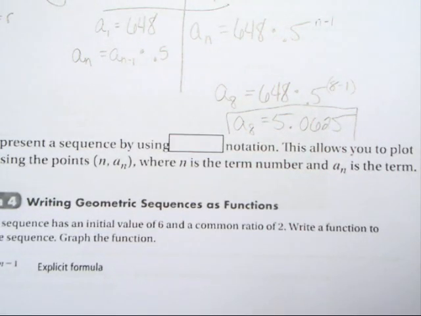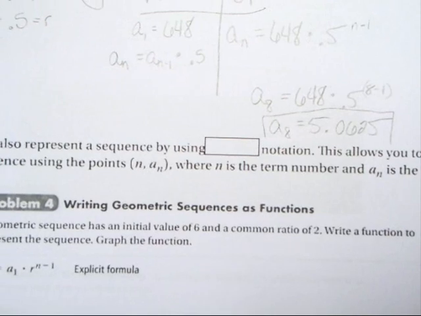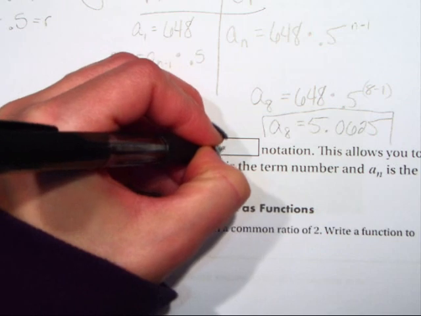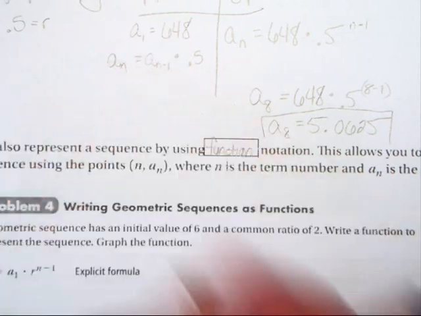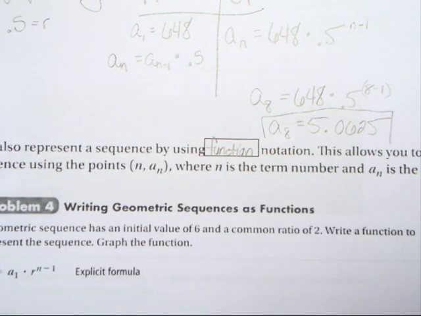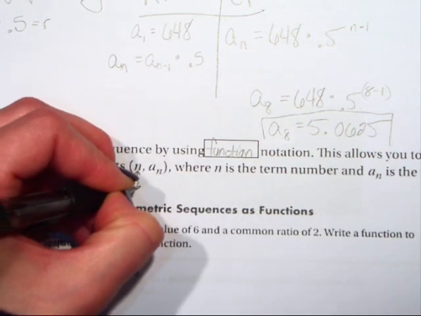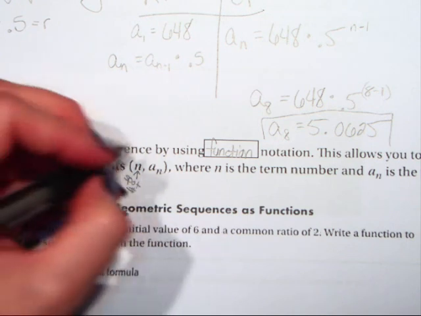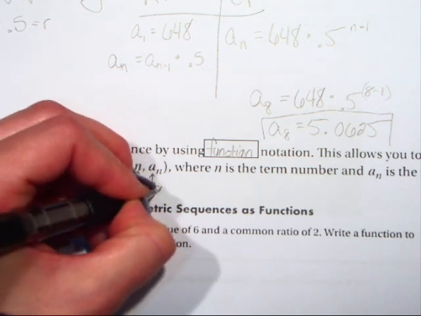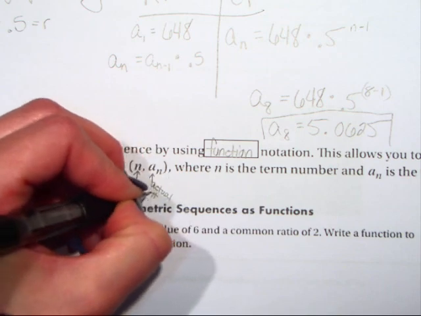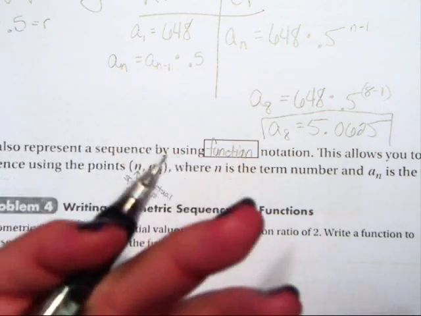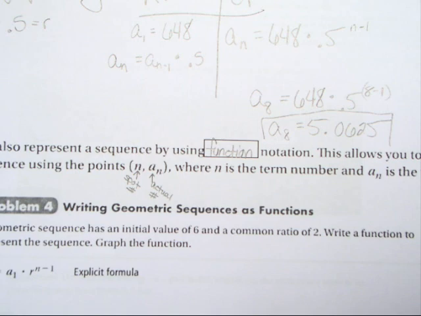We're almost done. You can also represent a sequence by using function notation. You again learned this with Mr. Lankus, I believe in Chapter 4. This allows you to plot the sequence using the points n, that's what spot it's in, that's the spot number, and a sub n, which is the actual number that you see, where n is the term number and a sub n is the actual term.